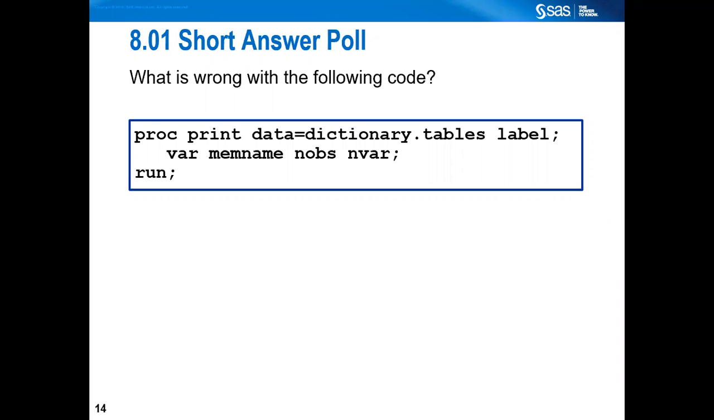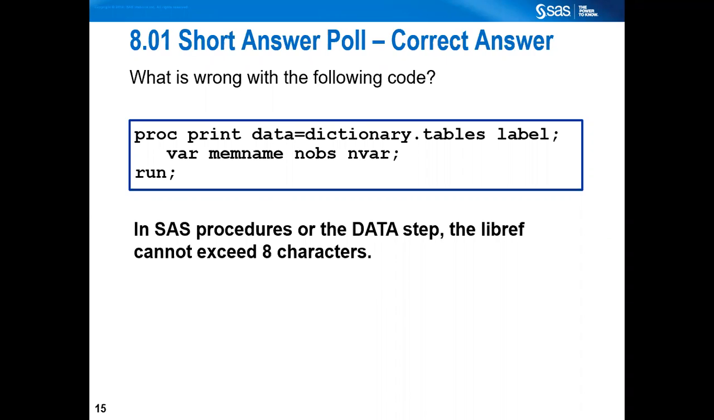What is wrong with the following code? Look at it carefully and tell what is wrong. The dictionary is more than eight characters. Absolutely correct. So though you are writing dictionary.tables, which you are writing in your base SAS procedure proc print, as per the concept of your library reference name, your dictionary is a reference name which is more than 8 characters long.